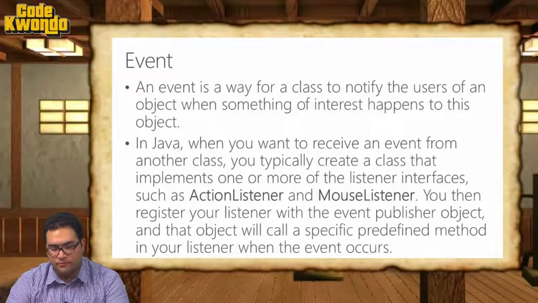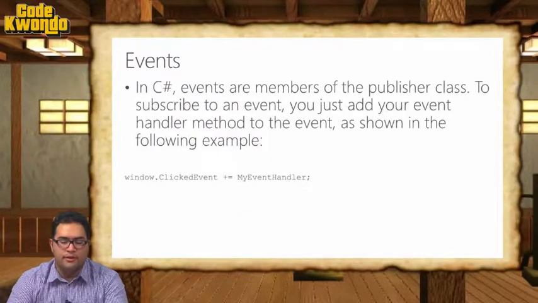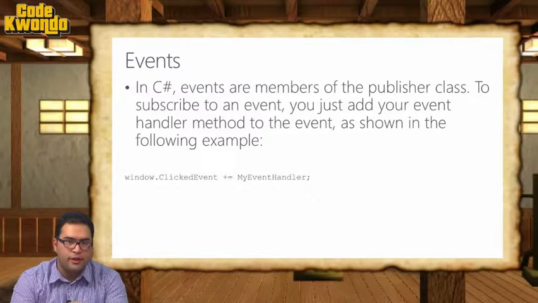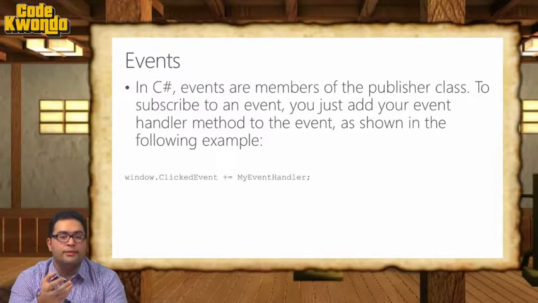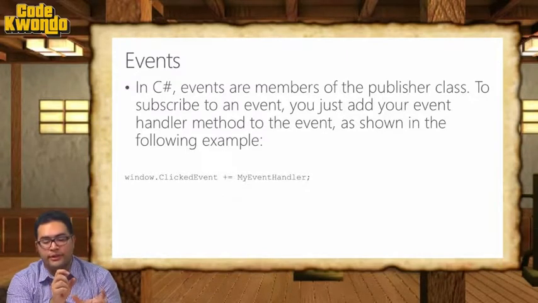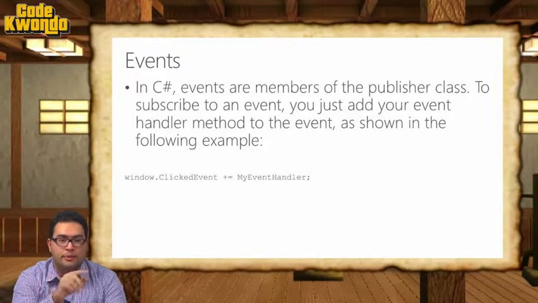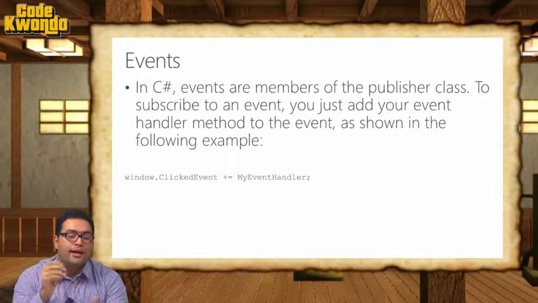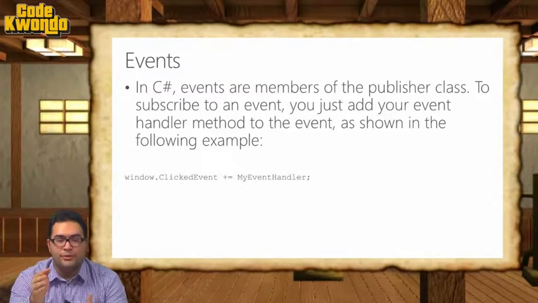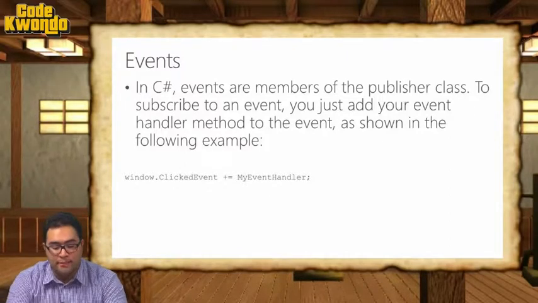So in C#, events are members of the publisher class. So the class that will throw this event will actually have the event declaration within it. And to subscribe to an event, you just basically have to add an event handler method to the event. And you do that by using the plus equal sign. So it's literally like I'm adding a method to this event. Very straightforward. In this case, the example is we have a window clicked event, do plus equal my event handler, and you're good to go.